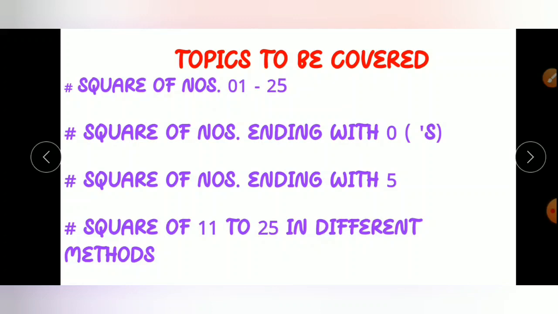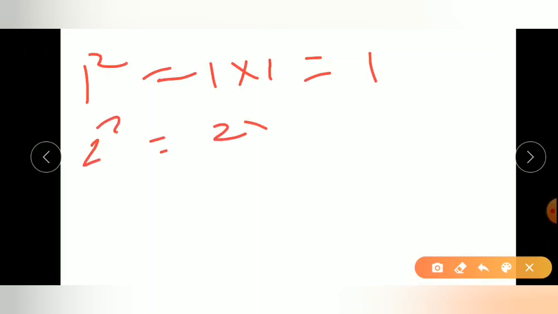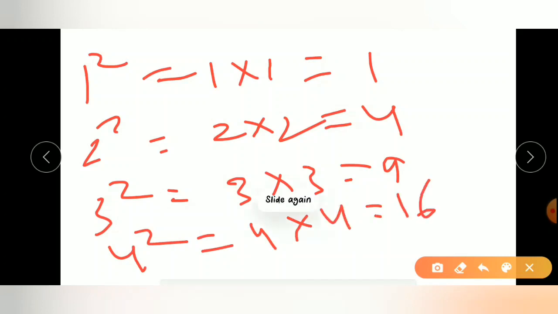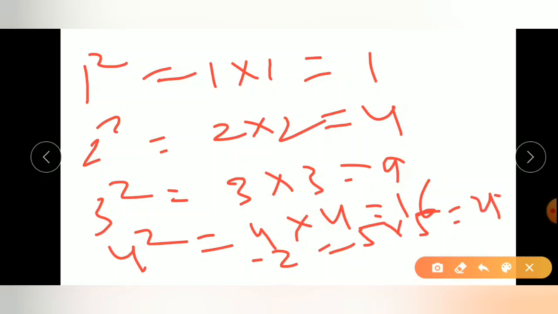Let's start with squares of numbers. We are very well acquainted with the square of numbers. The square of a number means multiplying the number by itself. So 1 square equals 1 into 1, which is 1. 2 square equals 2 into 2, which is 4. 3 square equals 3 into 3, which is 9. 4 square equals 4 into 4, which is 16. And 5 square equals 5 into 5, which is 25. These are very common.